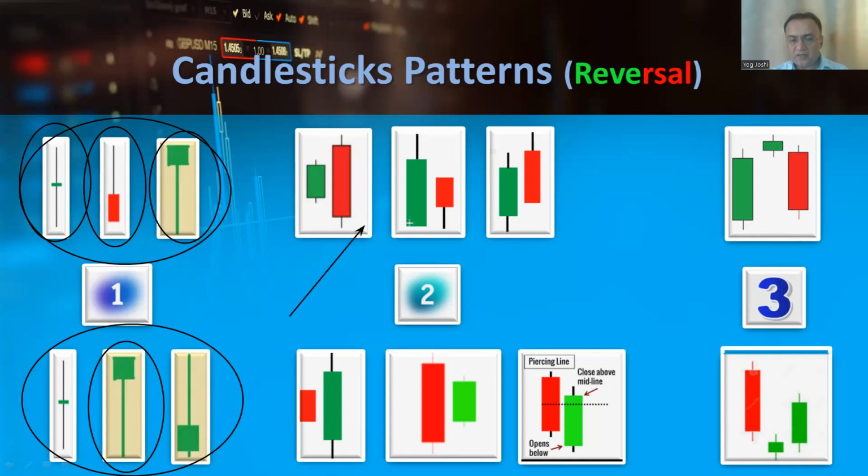And these are the double candlestick patterns: the bearish engulfing, the bullish engulfing, the bearish harami, the bullish harami, the dark cloud cover, and the piercing line pattern. And these are the triple candlestick patterns: the evening star and the morning star.